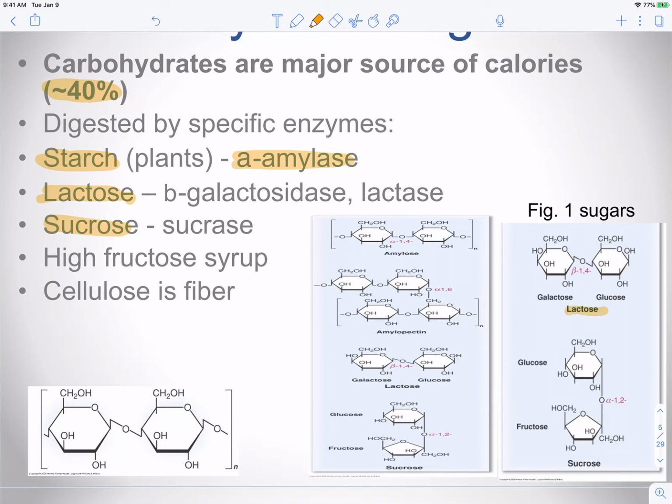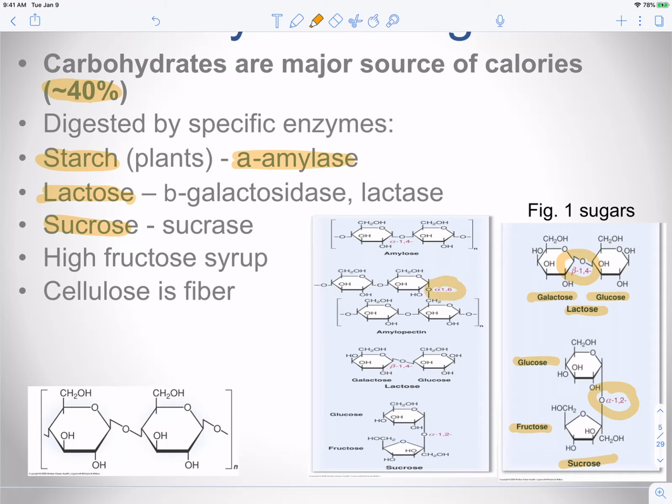So remember, our lactose is galactose and glucose. Our sucrose is glucose and fructose. And you can see these bonds. Between galactose and glucose, we have a beta 1,4 bond. Between glucose and fructose, we have an alpha 1,2 bond. And then remember, our branches are always going to be alpha 1,6.